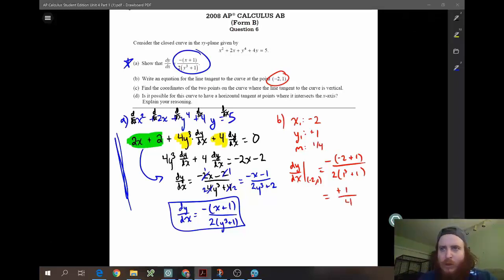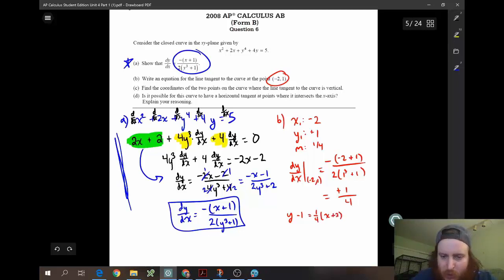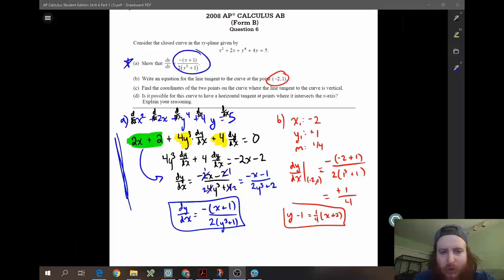Okay? So here we're just going to do y minus y1 equals m times x minus x1, right? And we should end up with y minus 1 equals 1/4 times x plus 2. And there's our equation for the tangent line. I believe both of these first two are worth 2 points, which is a lot, because each question, remember, is worth 7.